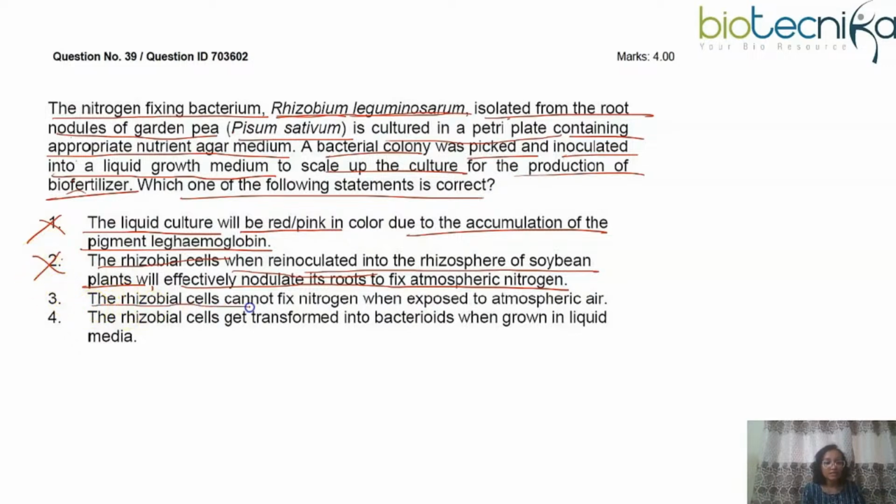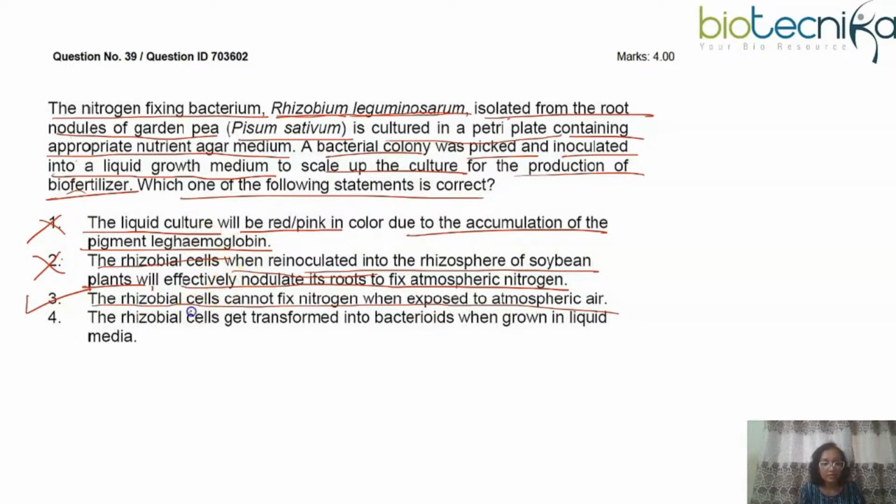The rhizobial cells cannot fix nitrogen when exposed to atmospheric air, and this sentence is true because the enzyme complex which is actually responsible for fixing atmospheric nitrogen is the nitrogenase enzyme complex. So the nitrogenase enzyme complex cannot work in presence of oxygen. It is irreversibly inactivated in presence of oxygen. They cannot fix nitrogen when they are exposed to air. So rhizobial cells cannot fix nitrogen when exposed to atmospheric air. So sentence 3 is correct.